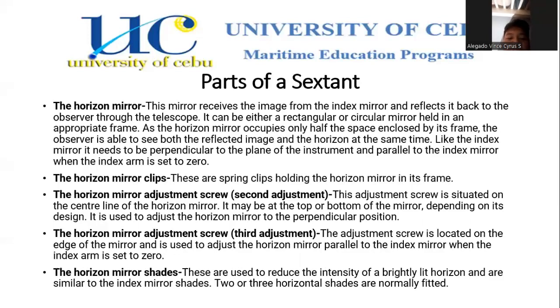The horizon mirror shades. These are used to reduce the intensity of the brightly lit horizon and are similar to the index mirror shades. Two or three horizontal shades are normally fitted.